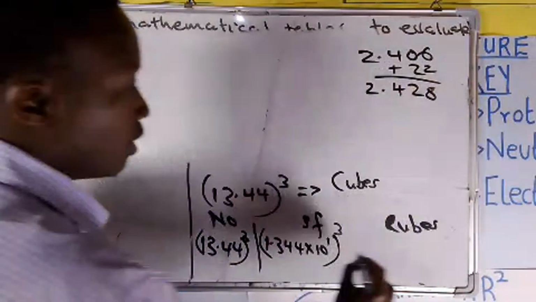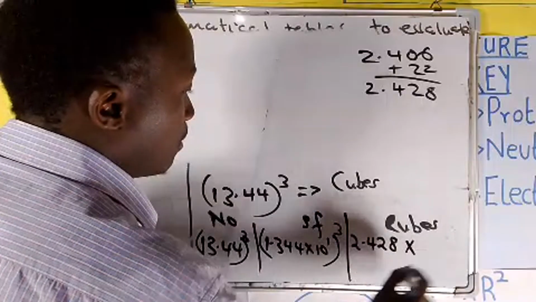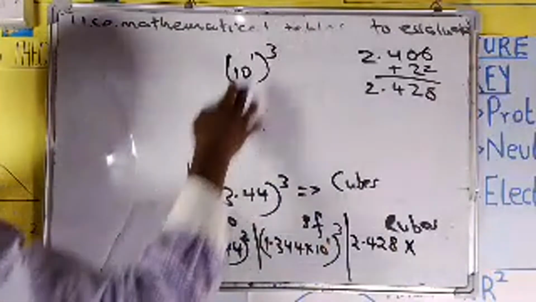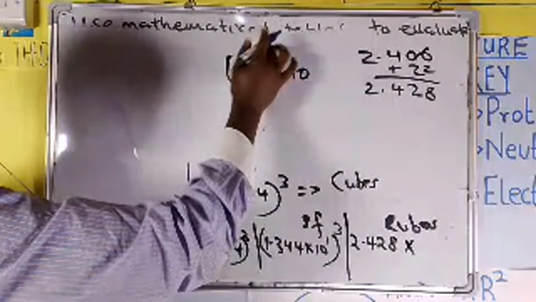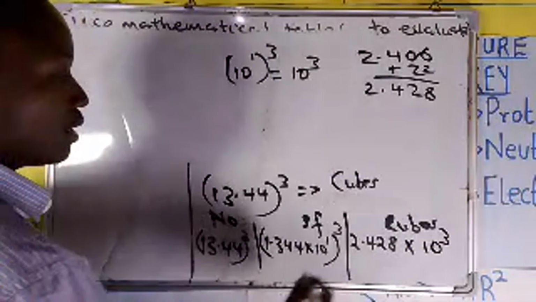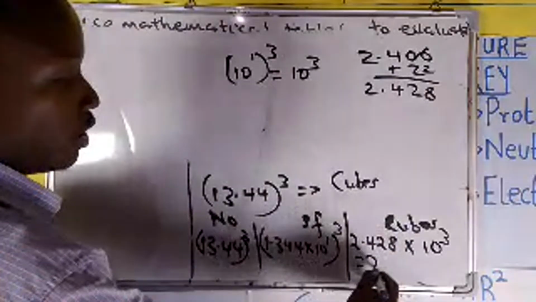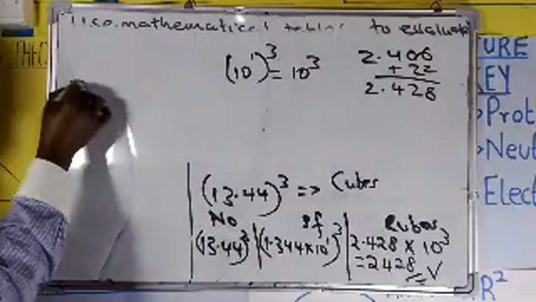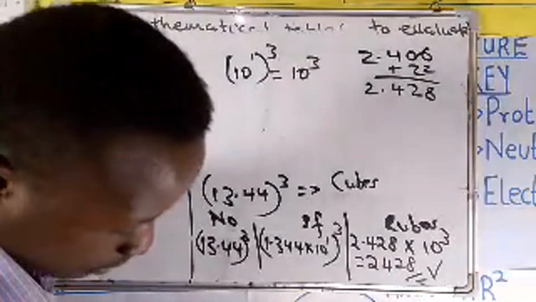So it is going to be 2.428 times 10 to power 1, all cubed. We are now cubing 10 to power 1, so 1 times 3 is equal to 3. So it is going to be times 10 to power 3. The decimal is moved to the other side: 1, 2, 3. It will be equal to 2,428. And we are done with that question.